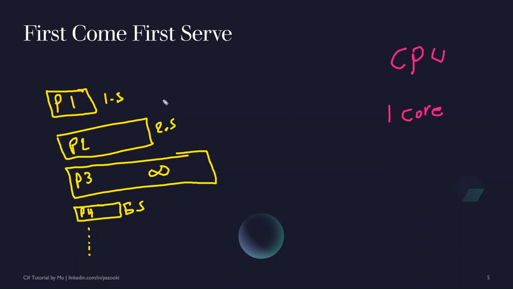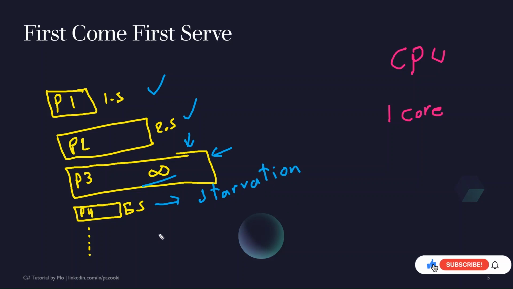Initially, process 1 is completed after 10 seconds, then process 2 is completed, followed by process 3, which requires an unlimited amount of time. As a result, the CPU becomes stuck, leading to what is known as starvation. This scenario is not fair because the CPU becomes unable to handle other processes while stuck on process 3.